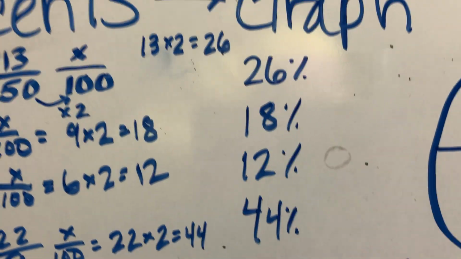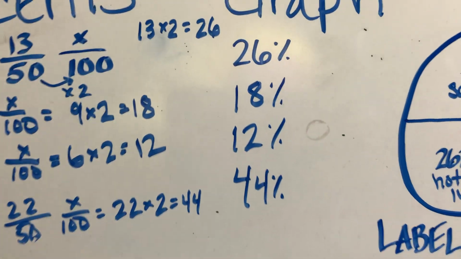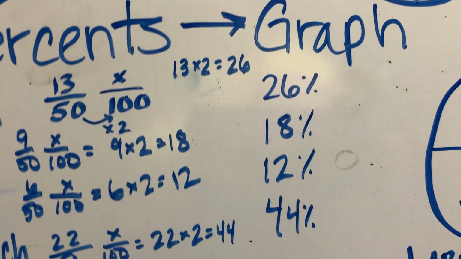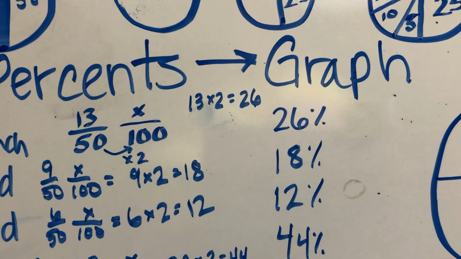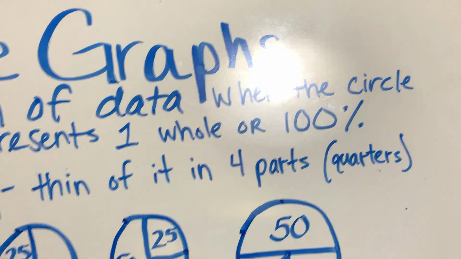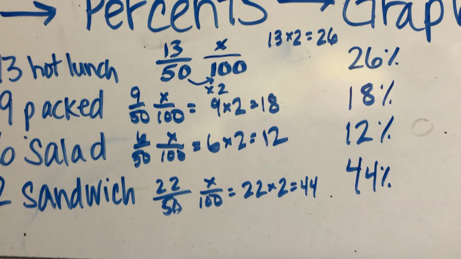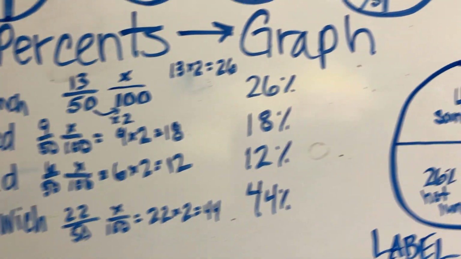And as you add, and this is always a good thing to do, it's an extra step, and I know you guys are lazy, you can add your percentages and see if you're right. 26 plus 18 plus 12 plus 44 should equal 100%, because that's the definition. And that'll check you to see if your math is right before you go on to the next step in graphing.